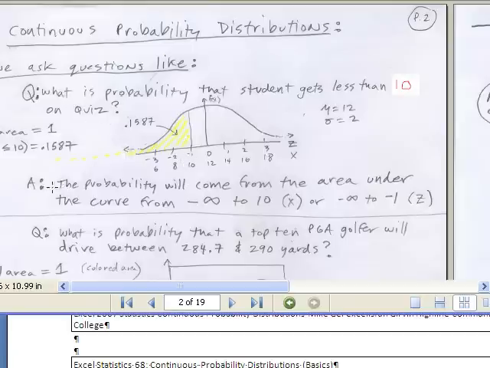So the answer here, in terms of area, because we're calculating area with our functions, the probability will come from the area under the curve from negative infinity to 10, or negative infinity to minus 1 z. So that's what we're doing in this chapter.